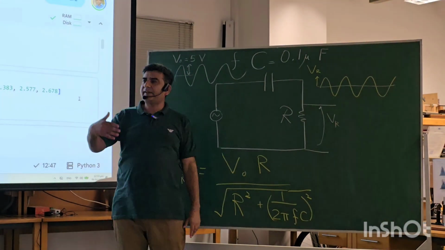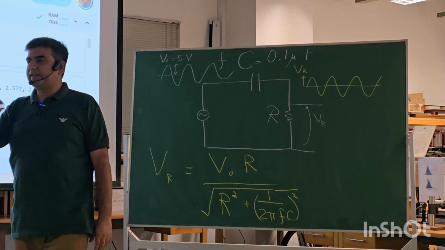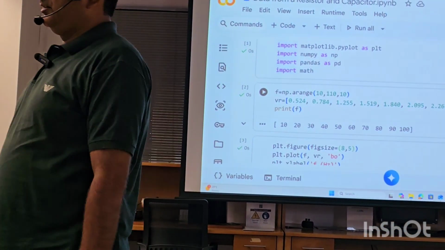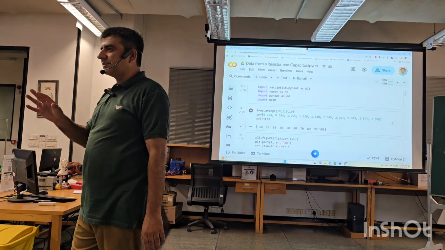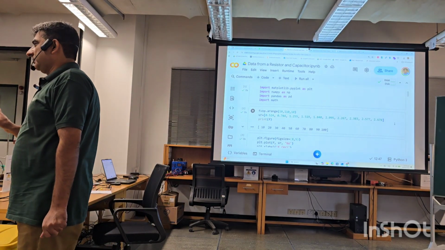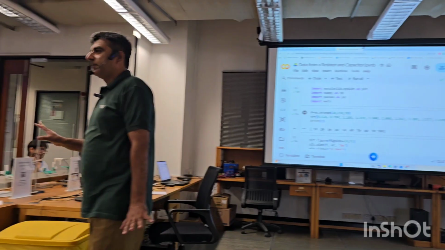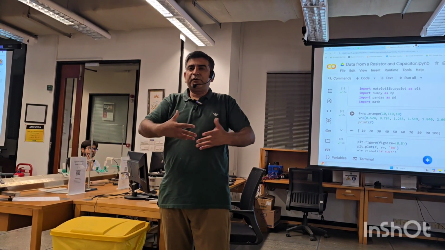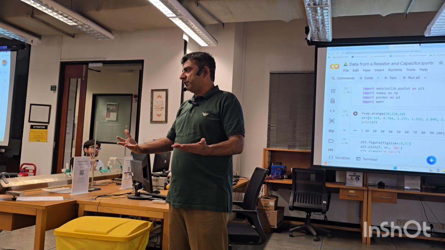But the capacitor behaves differently from a resistor. Its impedance, as it is called, depends upon frequency. For a resistor, in most cases, the resistance does not depend upon the frequency. So this is how this equation is derived. But you need not be concerned with the derivation of this equation.